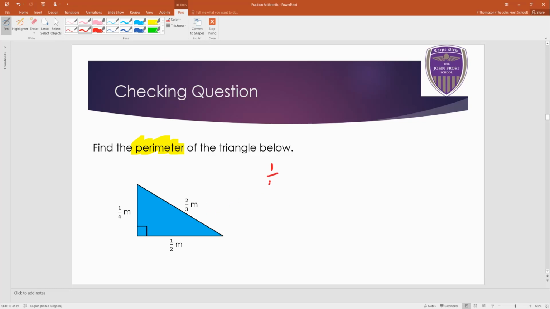So for this, I have to do 1/4 of a meter plus 2/3 of a meter plus 1/2 of a meter. And you notice you need a common denominator again. They're all different at the moment. So can you think of a number that is in the 2 times table, the 3 times table, and the 4 times table? Think about your 2s, think about your 3s, think about your 4s, but it won't take long. You should realize that 12 is in all those times tables. So I can make them all into 12.